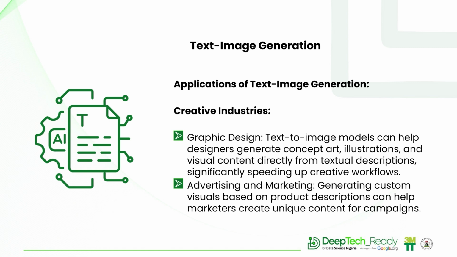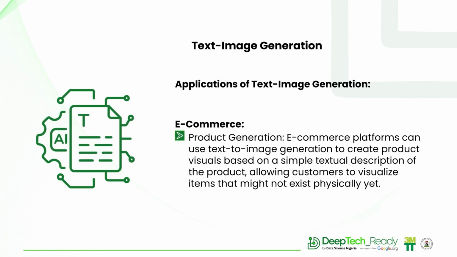Then it is also applicable in advertising and marketing. So let's say you want to generate custom visuals based on product description, which can help marketers create unique content for campaigns. It is also applicable in e-commerce, that is product generation. E-commerce platforms can use text to image generation to create product visuals based on a simple textual description of the product, thereby allowing customers to visualize items that might not exist physically yet. So it's very, very applicable to e-commerce.